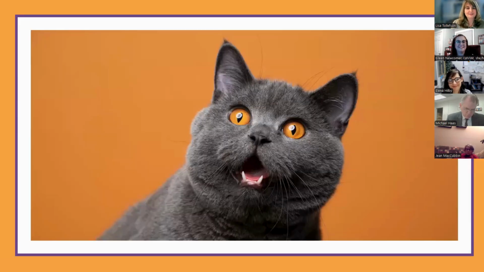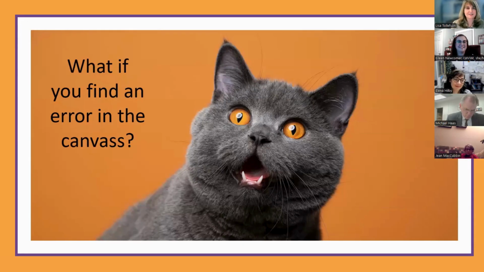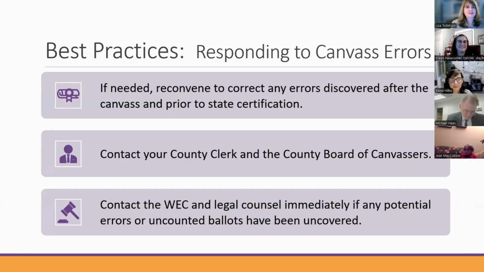Okay, so what if you find an error in the canvass? Well, there are some best practices that our clerks follow. If they find that they've missed a ballot or they find an error and they know about it prior to the county canvass, then my clerks will call me and say, FYI, we messed up. We're going to open our board of canvass again, which they publish as an open meeting, and they will add those ballots in. They handle it the same way as if they were adding provisional ballots into their totals to correct that.